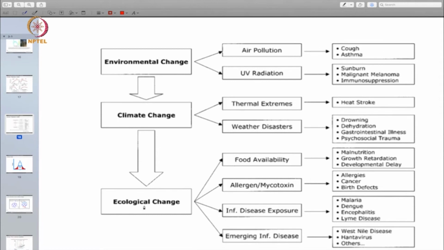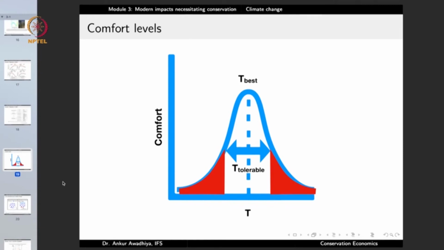Similarly, because of changes in the phenology and because of changes in the range of different plants, we are seeing changes in allergen and mycotoxin exposure that the animals are suffering from. We are seeing more cases of allergies, cancers, and birth defects. These ecological changes also increase the chances of exposure to infectious diseases, and a number of infectious diseases are also emerging. We are also observing other changes.